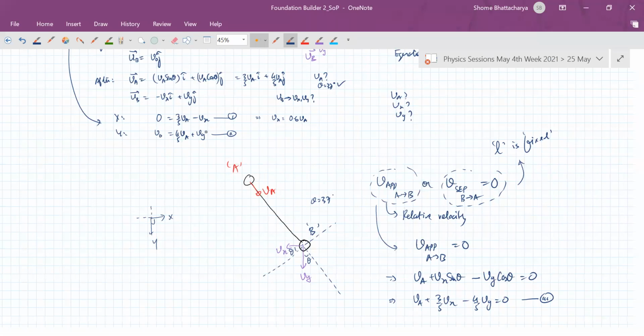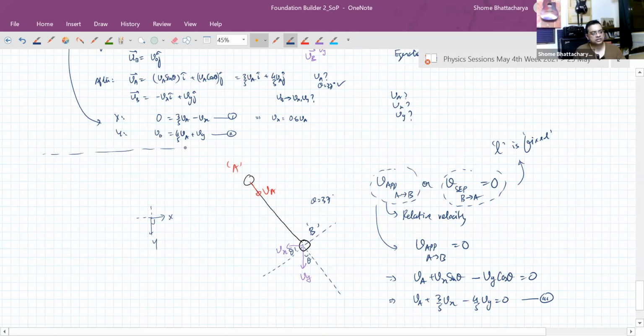Now, the momentum conservation part you've seen before also. This is the next thing that you have to see, that this approach or separation velocity should be 0 because the thread length is fixed. So once the thread is taut, from that point onwards, this should happen. Approach or separation velocity should be 0 as they move.